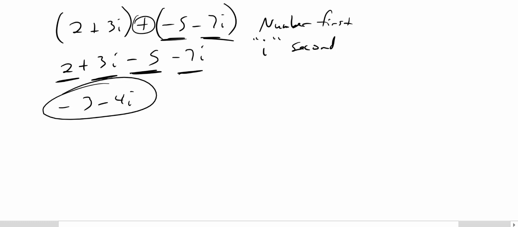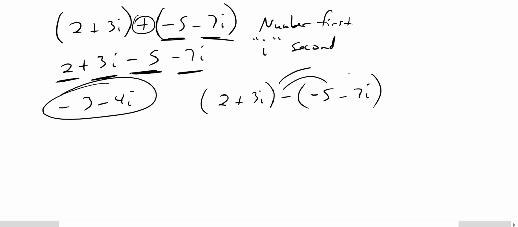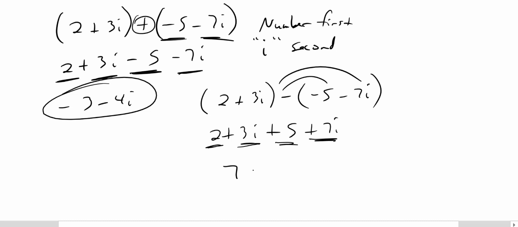Anyway, 2 minus 5 is negative 3, and 3i minus 7i is negative 4i. And that's it: negative 3 minus 4i. That was easy. Now, if I did the same problem, except I said 2 plus 3i minus parentheses negative 5 minus 7i, be careful. Make sure you distribute the negative. So it's 2 plus 3i plus 5 and then plus 7i, distributing and then combining like terms. So 2 plus 5 is 7, and 3i plus 7i is 10i. And that's your answer, 7 plus 10i.